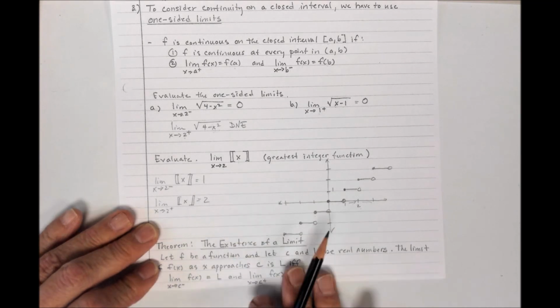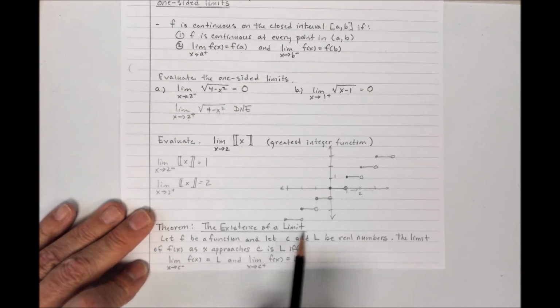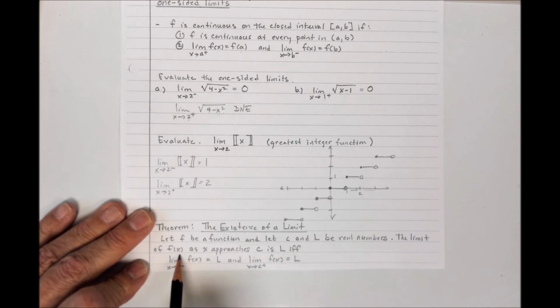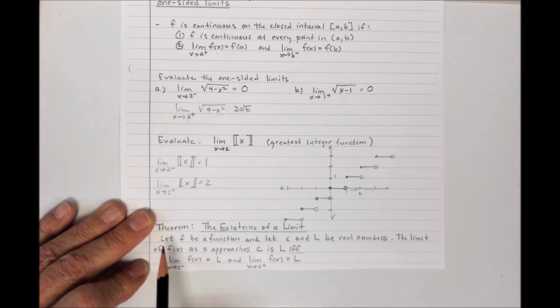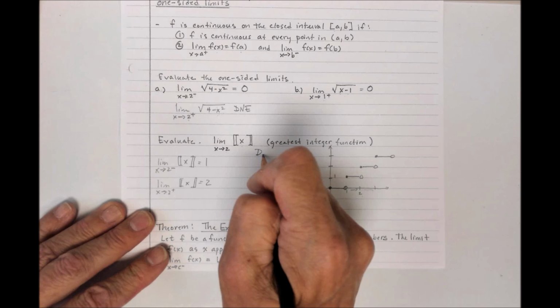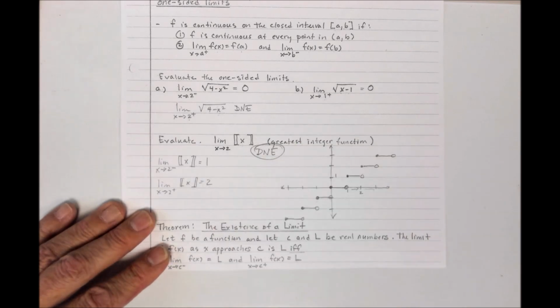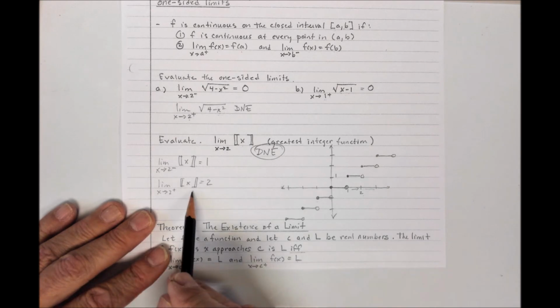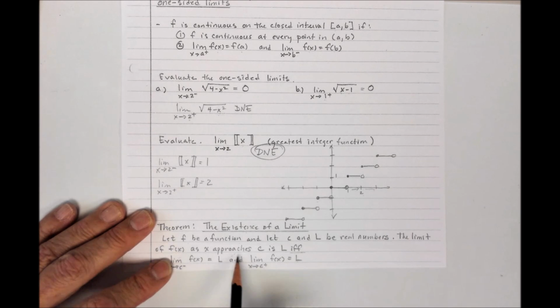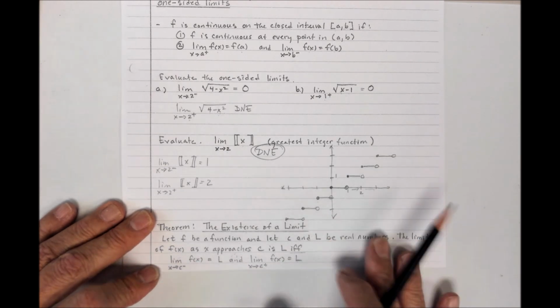So what we're going to do here is we're going to state the existence of a limit. Let f be a function, and let c and L be real numbers. The limit of f of x as x approaches c is equal to L if and only if the limit from the left side equals L and the limit from the right side equals L. So in this case, because the limit from the left doesn't equal the limit from the right, this does not exist. Now, if you had a problem like that and you had to show, not just put down an answer, does not exist, you would show how the limit from the left differed from the limit from the right. And this is the theorem that says that. Okay, very important theorem.